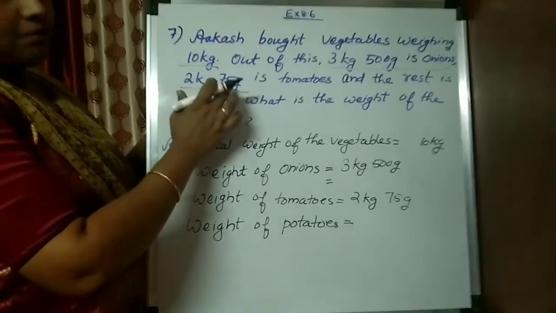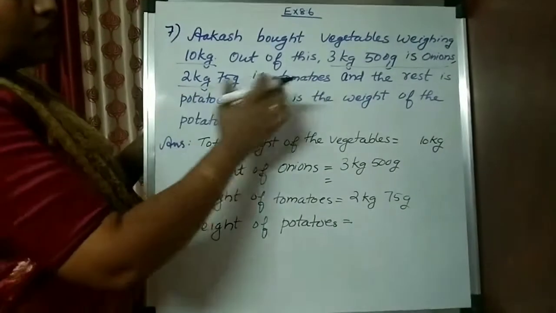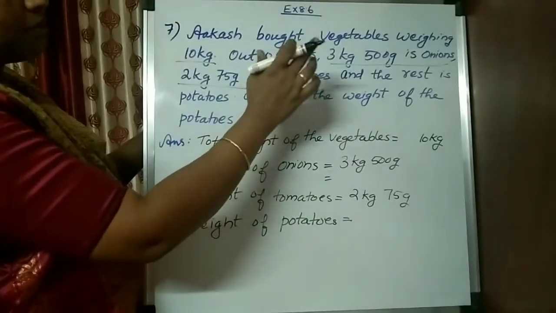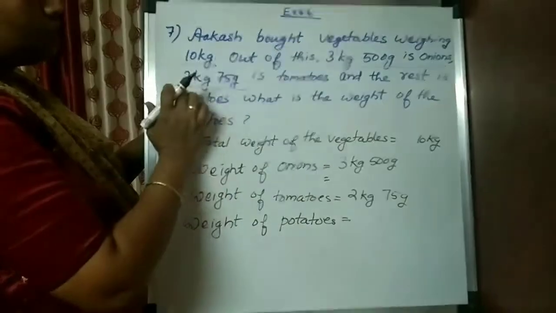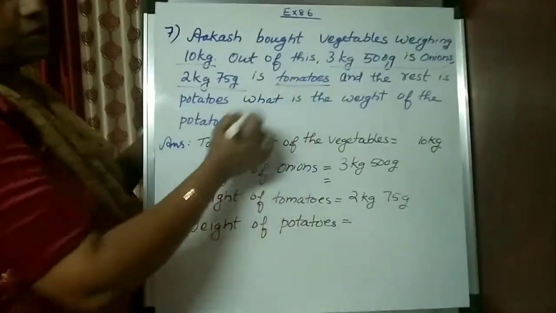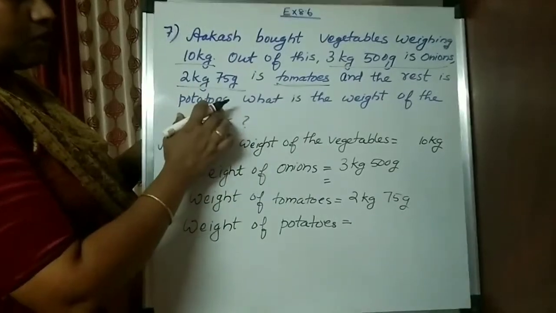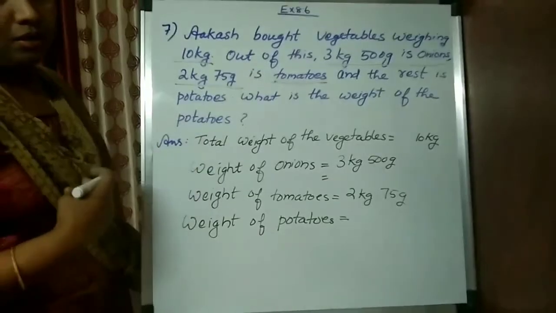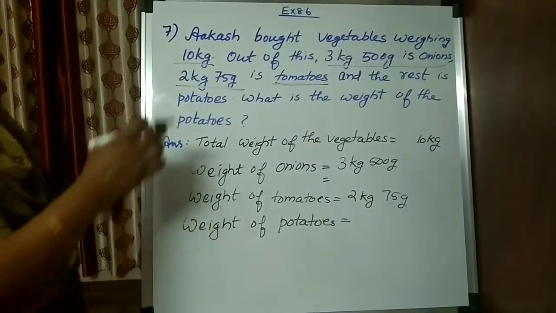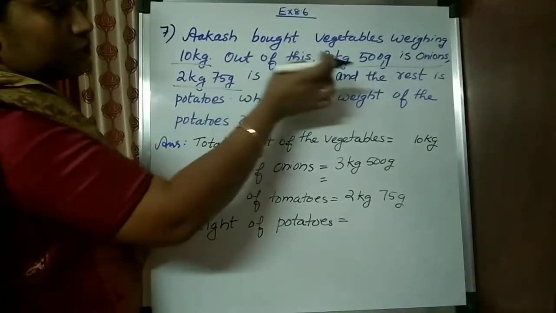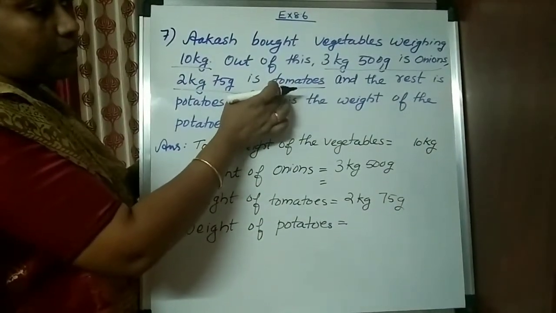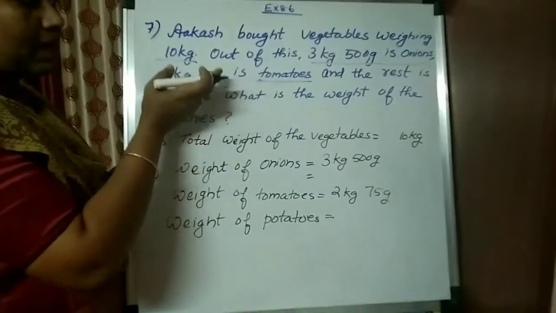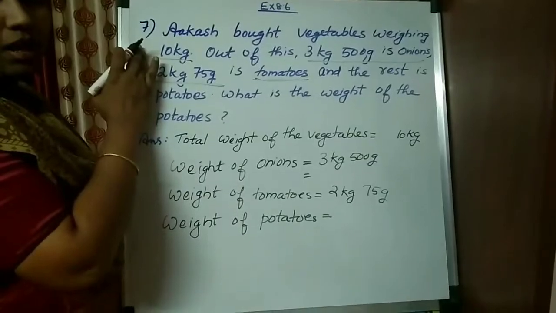Then 2 kilogram 75 gram is tomatoes, and the rest is potatoes. What is the weight of the potatoes? Here total weight is given. Okay, here also first you add these two things, that means the weight of tomatoes and onions. Then you subtract that answer from this total weight.